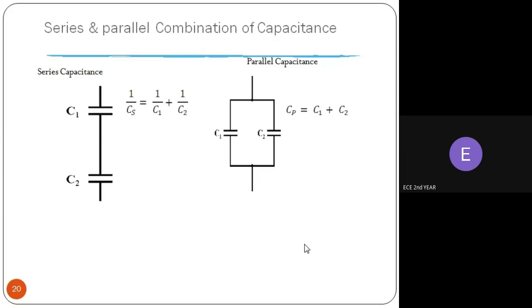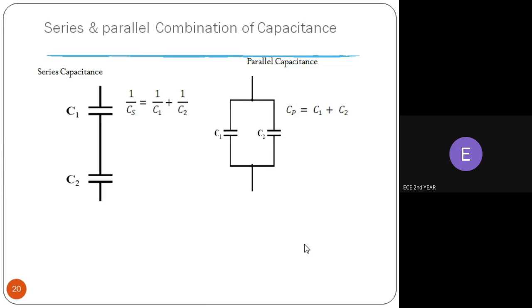Next is series and parallel combinations of capacitance. C1 and C2 are two individual capacitances connected in a series manner. The total capacitance value can be calculated by 1 by Cs is equal to 1 by C1 plus 1 by C2. For the parallel capacitance, C1 and C2 are connected in a parallel manner, and the value can be calculated with the formula Cp is equal to C1 plus C2.